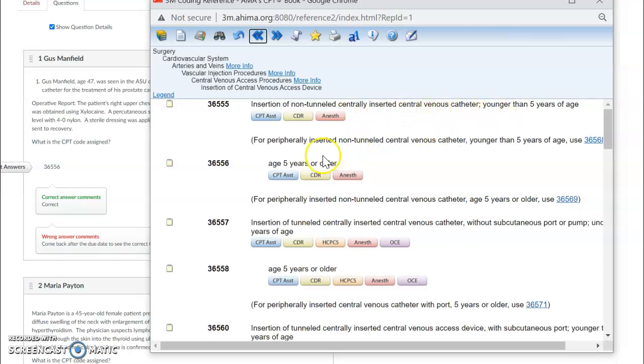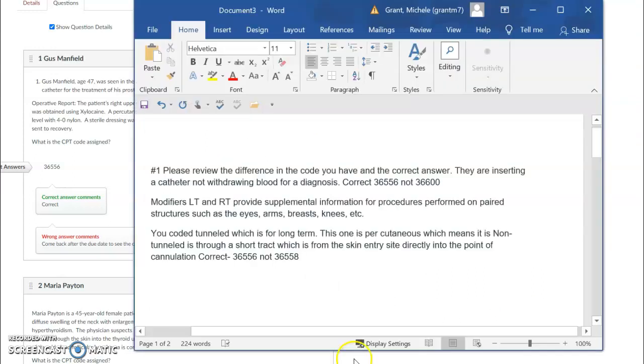Okay, our patient is 47, so we have to go with age 5 years or older. So we're going with the 36556. I did have a few students go with 36558. So if you coded that, that is for long term. This one is percutaneous, which means it is non-tunneled. It's through a short track, which is from the skin entry site directly to the point. So the correct code should be the 556.